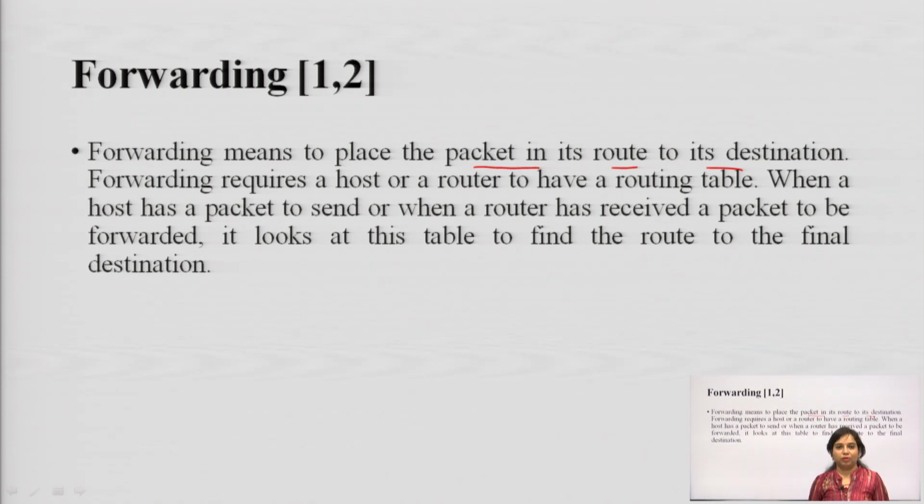So, that table will be changed, or it will be varied depending on the network which has been established. That particular table is not fixed; you can say it is always variable in nature. So, it requires a host and the router to have a routing table. When a host has a packet to send, or when a router has received a packet to be forwarded, it looks at its table to find the route to the final destination.